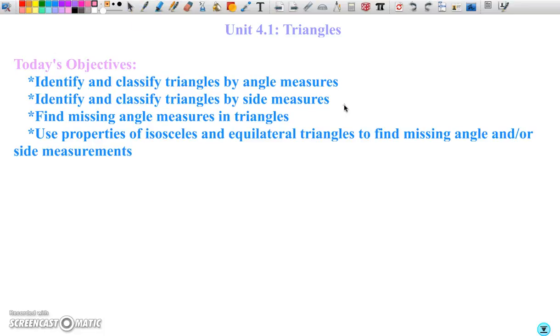Moving into our next unit, we're going to start talking about triangles. I combined a couple of sections into one, mainly because they all fit together really well. It does call for a lot of vocab, but that's geometry.